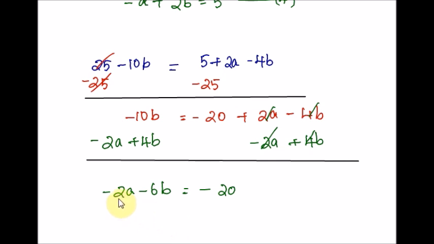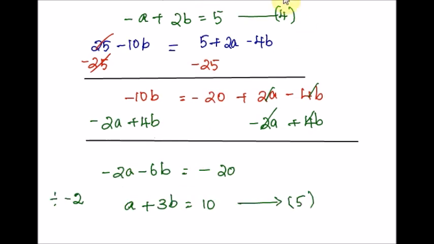I'm going to reduce the equation by 2 to make the calculation easier, and if I reduce by 2, the coefficients of a for equation 4 and 5 will be the same. Dividing the equation throughout by -2, I get. Now you can add equation number 4 and 5 so that you can eliminate a and solve for b.